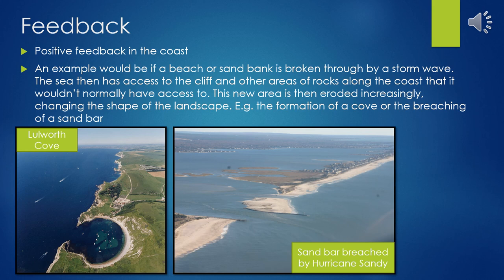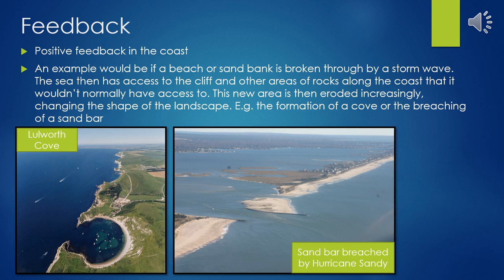An example of positive feedback at the coast is a cove. In the bottom left, you've got Lulworth Cove, and what's happened there is the two pincer points at the mouth of the cove are made of really hard resistant rock. But in the middle, it's been breached by a river that was running through it. Only a tiny little river, but it's happened. Once the river has eroded through the hard rock, suddenly the soft rock behind it is exposed, and the processes speed up and speed up, and the cove gets bigger and bigger. So we've got further away from our original starting point, which was the line of hard rock at the coast.